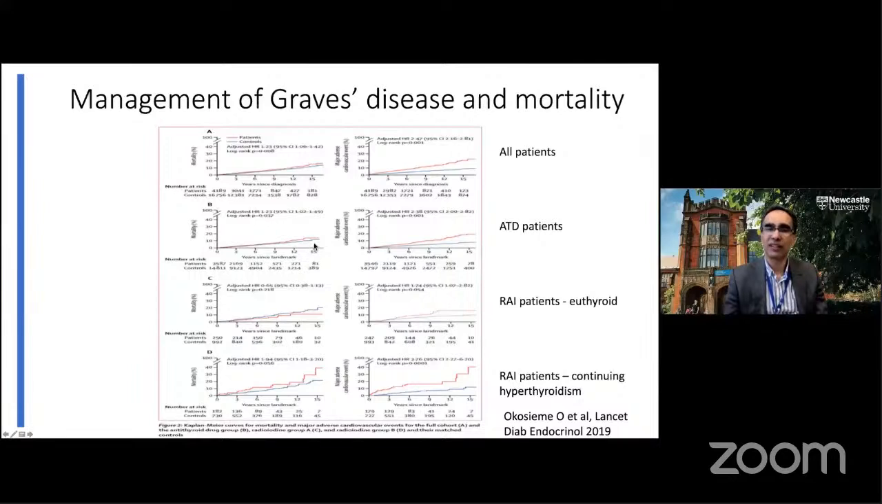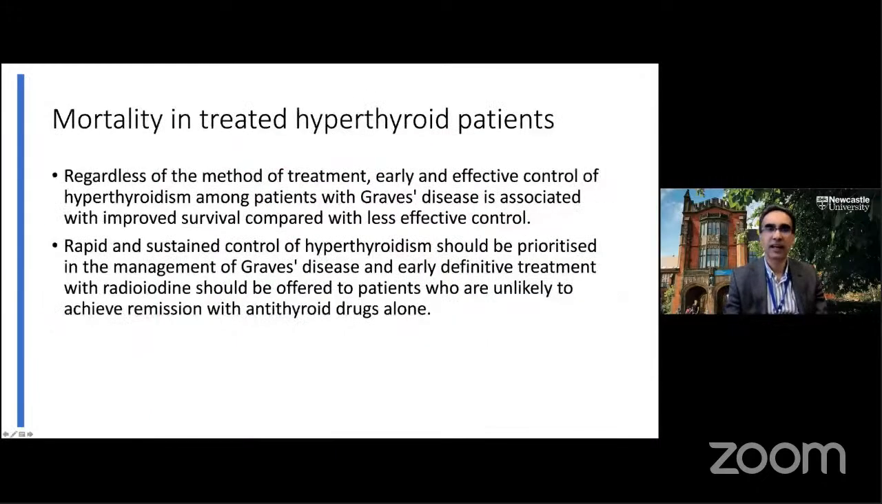The risk was certainly higher in the people treated with antithyroid drugs as well, and mortality wasn't high in patients treated with radioactive iodine who were then subsequently euthyroid on levothyroxine. And it was borderline for cardiovascular events, but also high for people with radioactive iodine treatment who continue to have hyperthyroidism subsequently. So I suspect what this is telling us is that, regardless of the method of treatment, early and effective control of hyperthyroidism among patients with Graves' disease should be the goal of treatment, and rapid and sustained control should be prioritized in the management.